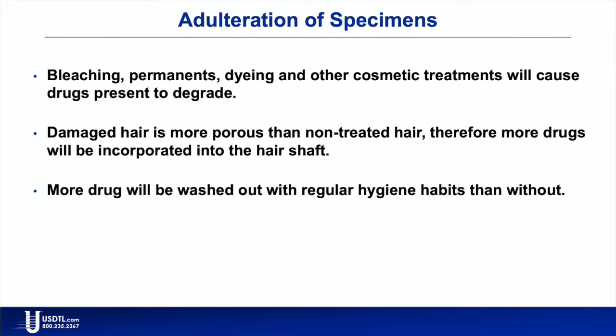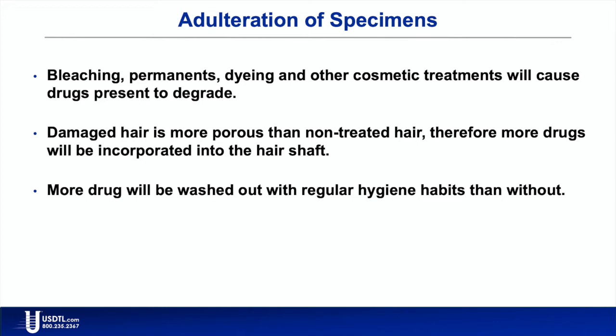So at the end of the day, there is a catch-22 with these cosmetic treatments. Bleaching, perming, dyeing, and other cosmetic treatments will cause drug to degrade in the hair if it's already in the hair. So the catch-22 is that these processes damage the hair. They make the hair more porous. They open the pores up wider. And so from that point forward, you can actually load more drug into the hair. And then coincidentally, once that happens with the larger pores, more drug can be washed out through regular hygiene. So it's a very complex picture once you involve cosmetic treatment into the equation.